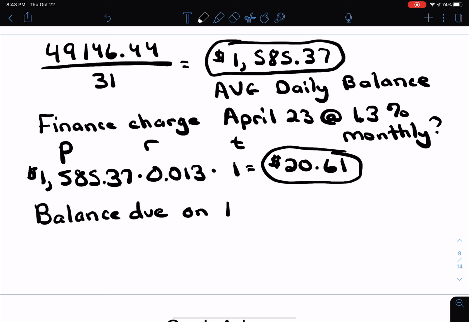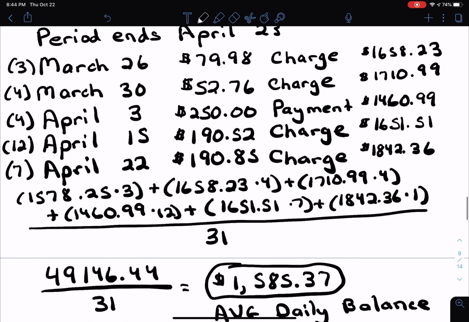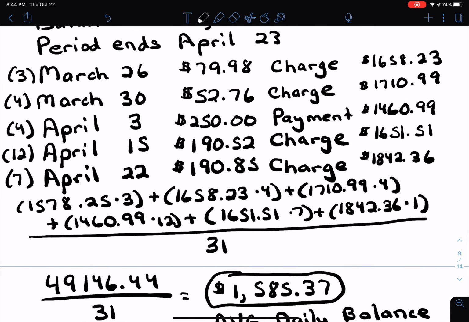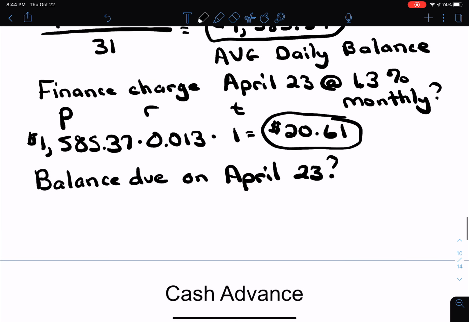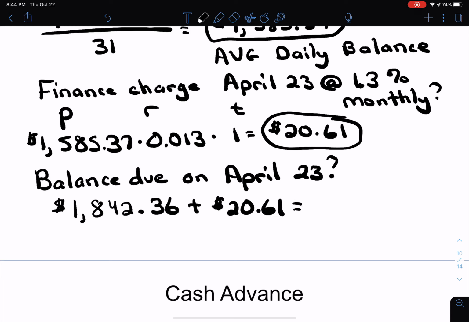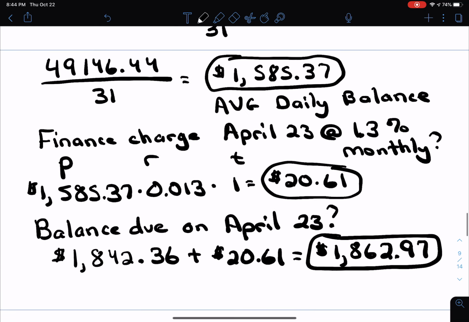On April 23rd, you see whatever that balance was back here, and then add that with your finance charge. At that point, they're going to say, okay, with all your charges and payments and everything, you're at $1,842.36. But we're going to add in your finance charge, and you owe us that too. So you add in the $20.61 finance charge, and you get a grand total of $1,862.97. It's crazy how fast these finance charges can start getting away from you.